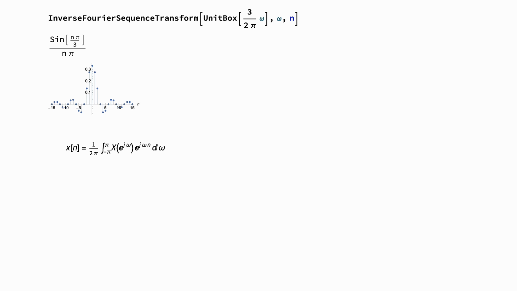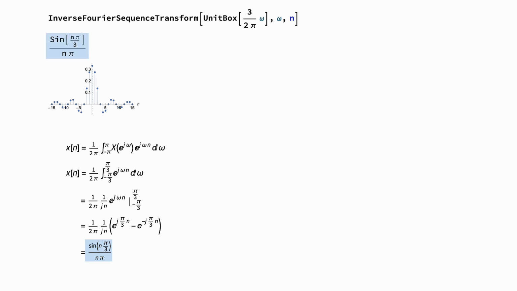Now, using the definition, to find x of n, we replace the discrete time Fourier transform with its value. We take the integral and simplify to get the same value for x of n as we obtained using the Wolfram language.